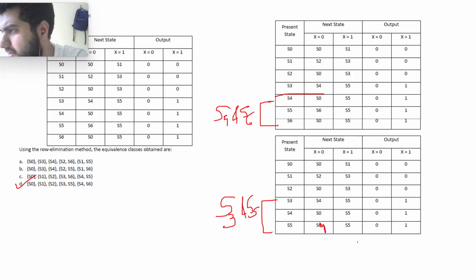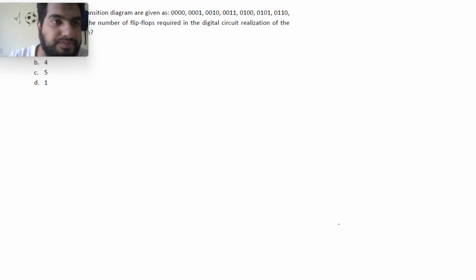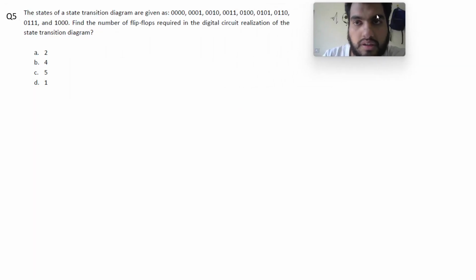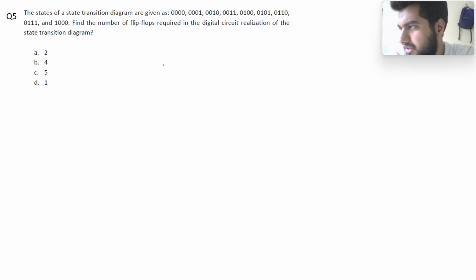This was question number 4. Now we can move forward to question number 5. The question states, the states of a state transition diagram are given as 000, 001, 010, 011, 100, 101, 110, 111, and 1000.